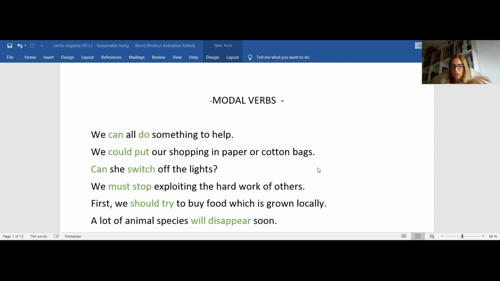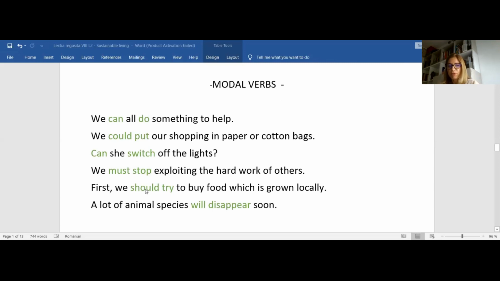As you can see, you have the modal verb can, in we can all do something to help. Could, we could put our shopping in paper or cotton bags. The modal verb can again, can she switch off the lights? Must, we must stop exploiting the hard work of others. The modal verb should, first, we should try to buy food which is grown locally. And the modal verb will, a lot of animal species will disappear soon.